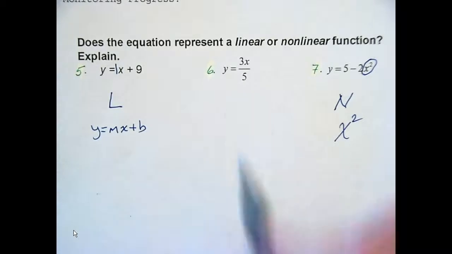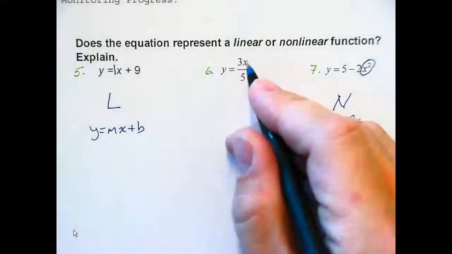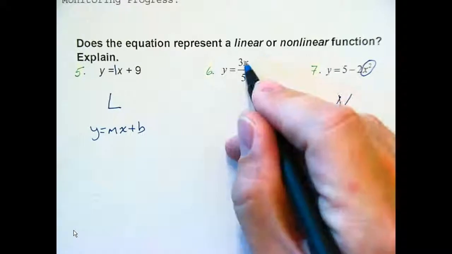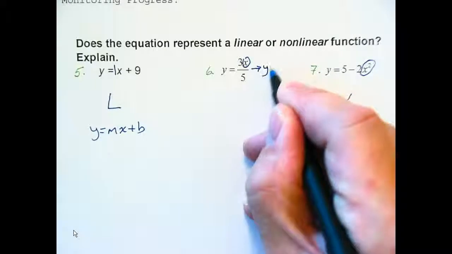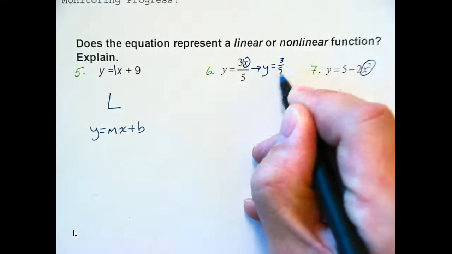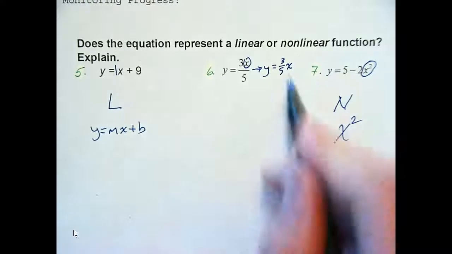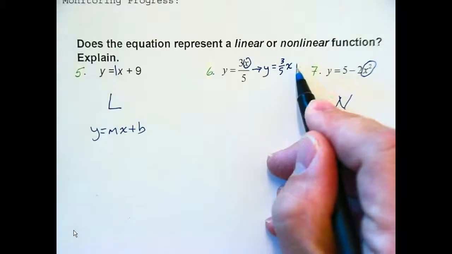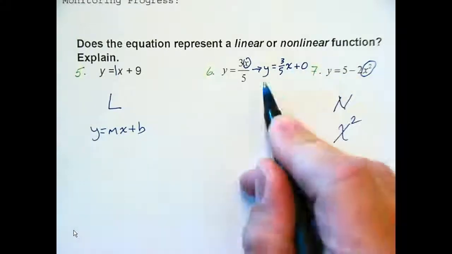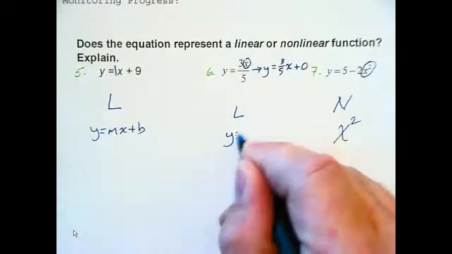Number 6. It's a little tougher. How many say linear? How many say nonlinear? How many have no idea? Okay, so first thing to ask yourself is x to the first power. X is to the first power. Anytime you have an x on top, you can rewrite this as y equals 3/5, and you can just put the x right there. So now, is that linear? Yeah. Some of you go, well, there's nothing back here. Well, that just means you're adding 0. That is linear. It's in y equals mx plus b.